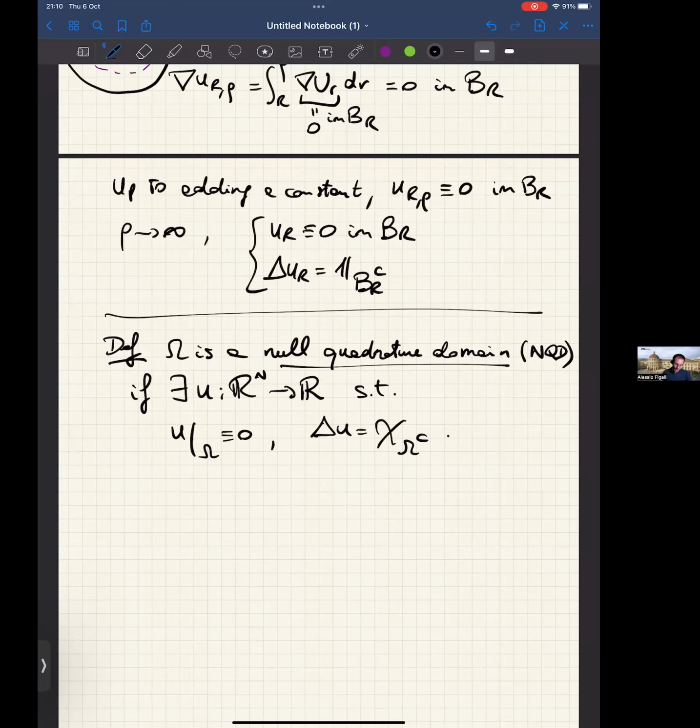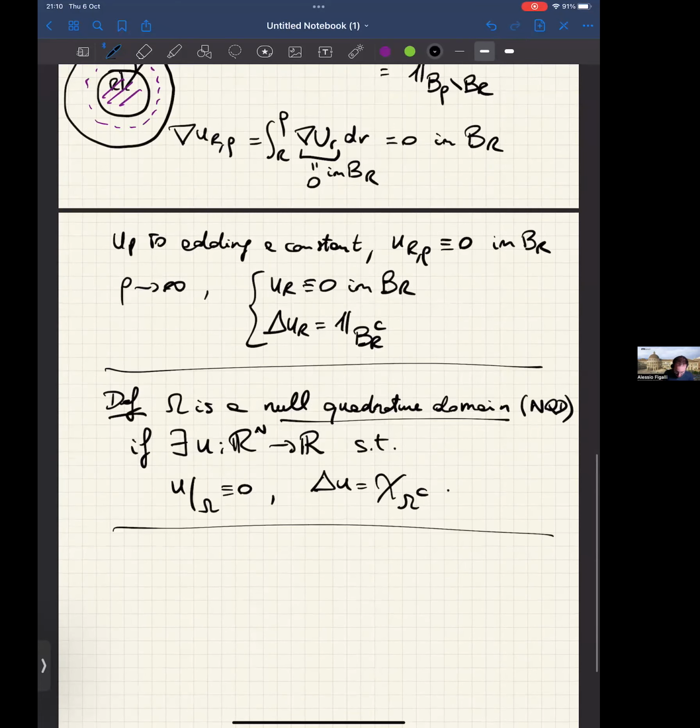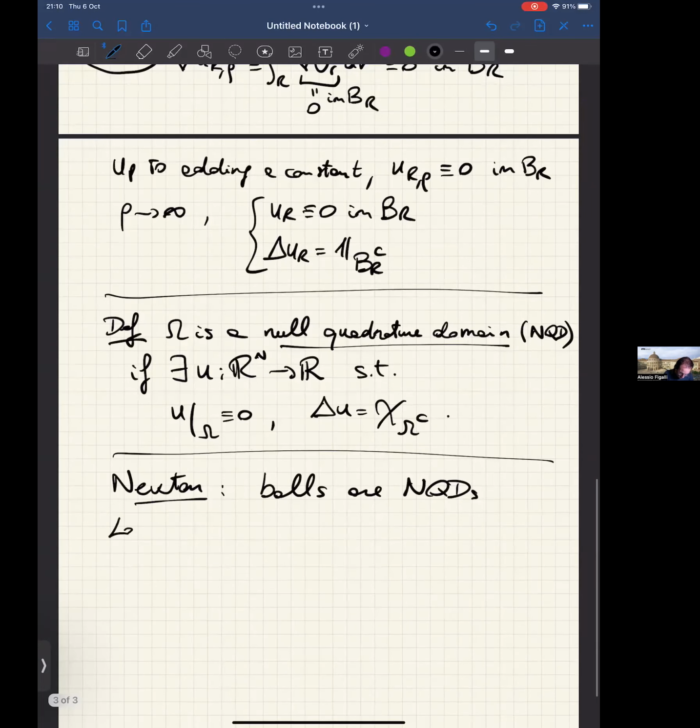So this is just a way to generalize Newton's theorem a bit. Essentially, Newton's theorem you can formulate by saying that balls are NQDs, so they're null quadrature domains. Laplace's result will tell you that ellipsoids are NQDs. And then once you have ellipsoids, you can take limits of the ellipsoids. This formulation is kind of robust if you take limits of sets.